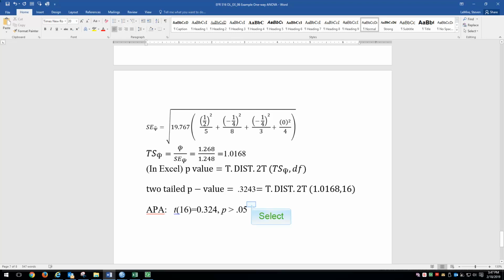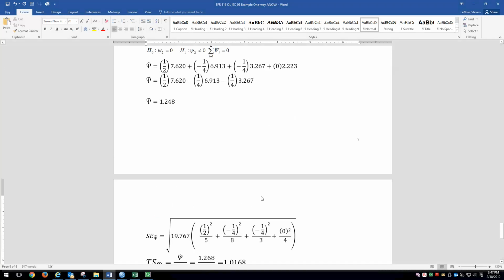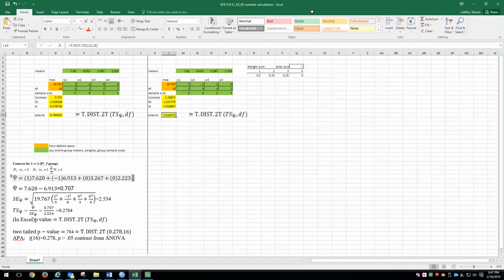Now, to help you out with these calculations, I've actually created a little spreadsheet. It's not perfect. You could create your own just to do all these calculations. And so here it is. It's called EFR 516 ICEX05 contrast calculations. And here's the first example. And here's where you can put in your results, put in your observations. As you see, the orange here is coming from the ANOVA table.